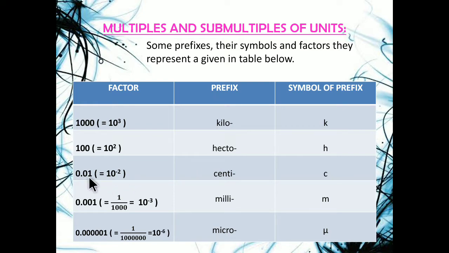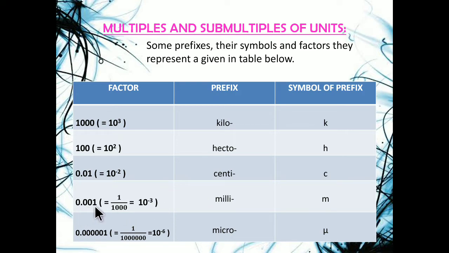Now 0.01. 0.01 means I have divided by 2 tens. 1 upon 10 into 10. I have divided by 2 tens. And when it comes to division, then it can be written as 10 raised to minus 2. When I am multiplying by 2 tens, it is only 10 raised to 2. That means 10 raised to plus 2. When it is 0.01, that means dividing by 2 tens, then it becomes 10 raised to minus 2. And the prefix for this factor is centi.